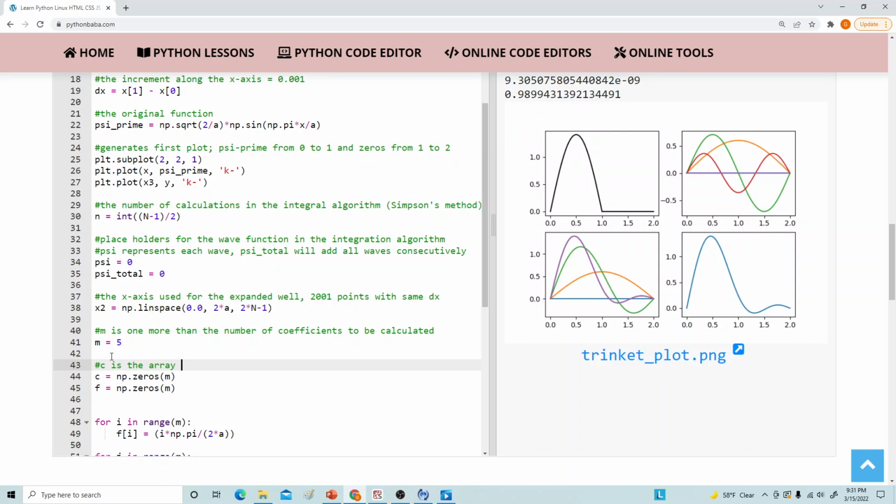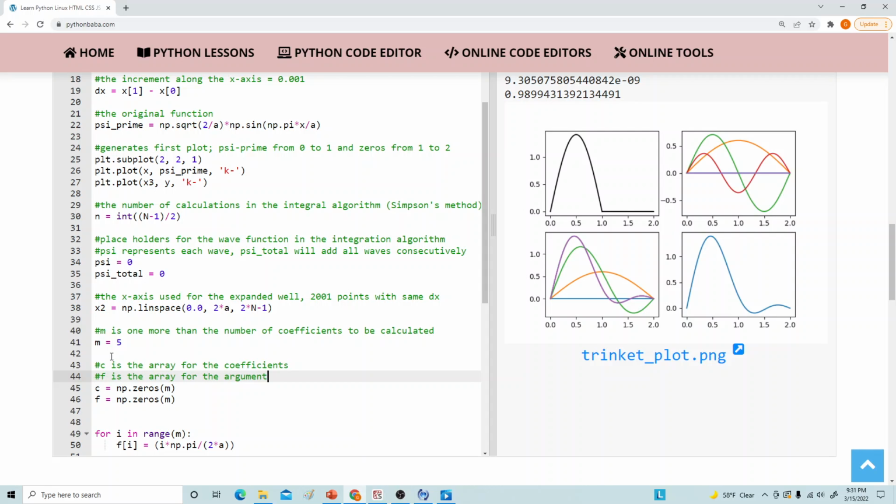the array for the coefficients, and F is the array for the arguments of the complete series. Okay, so C is what we're actually trying to calculate, but we're initially just initializing an array of length m, and we're going to set all of those equal to 0, and then we will calculate each one by one and replace those zeros with the calculation.